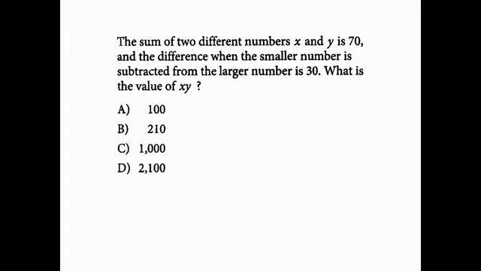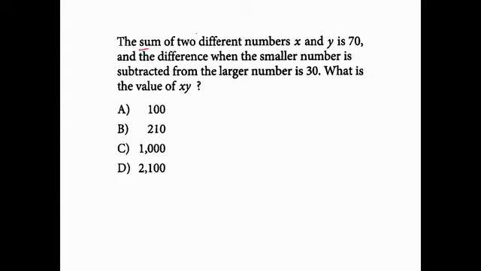I'm going to go into the question. I'll read it through once first. The sum of two different numbers, x and y, is 70. And the difference when the smaller number is subtracted from the larger number is 30. What is the value of xy? It might seem at first glance that you don't really have enough information here. They haven't told us a tremendous amount about x and y, only what their sum or difference might be. But let's see if we can translate these words into an equation.